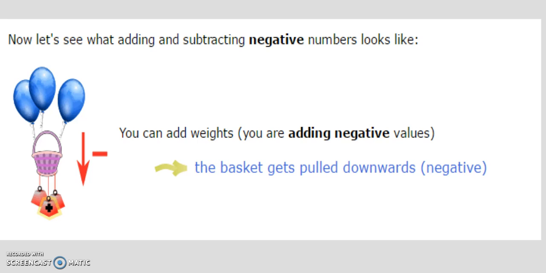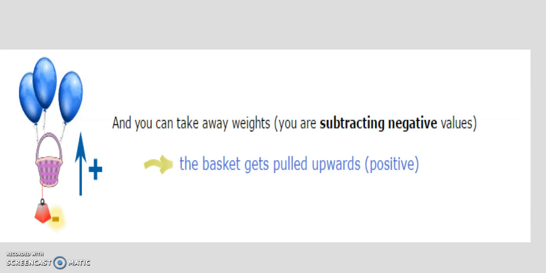But let's see what happens when we add and subtract negative numbers. When you add weights, or add a negative value, the basket is going to get pulled downwards because there is more weight. So when you add negative numbers, your answer is going to become more negative. But when you take away a weight, you're taking away a negative, or subtracting a negative value, your basket is going to get pulled upward because you're getting rid of some of the weight. You are actually making it more positive. And this is why when you subtract a negative, you are actually adding. This is a great visual to help you understand if this is a concept you're having difficulty understanding.